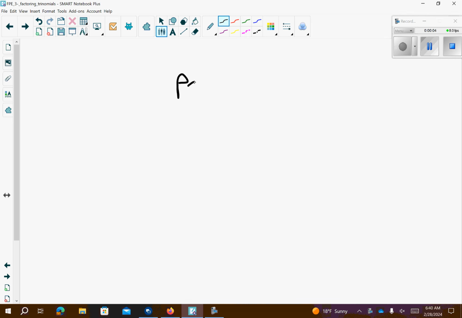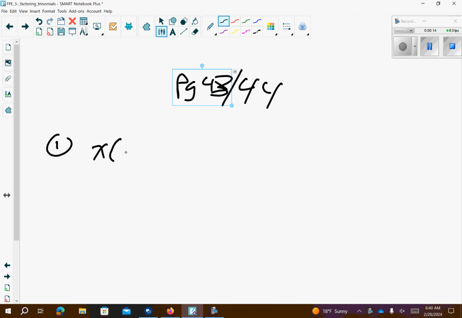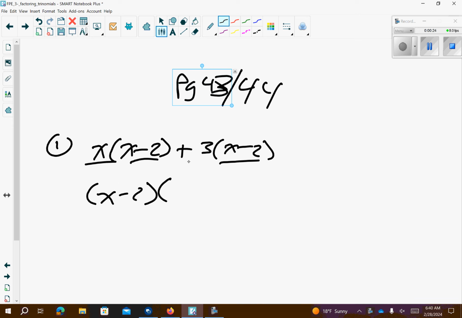Algebra 1, we're going to be going over page 43 and 44. All right, so problem number 1, remember, we were taking a look at these two things, and they both have parentheses. Those are the same. Factor those out, and then whatever you have left goes in the other set of parentheses.